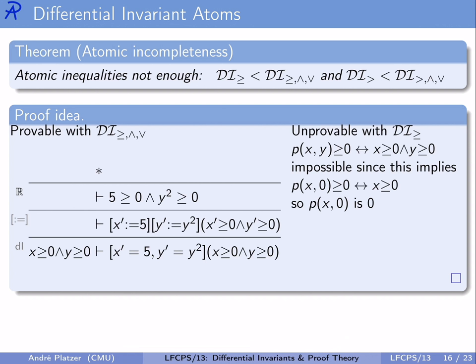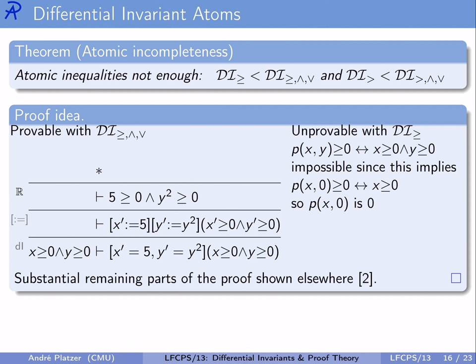But that is impossible, because if this equivalence holds true, then because 0 is greater than 0, also p of x 0 has to be greater than 0, if and only if x itself is greater than 0. But that means p of x 0, so plugging 0 in for y, is 0. But now, again, this is 0 for an entire x greater than 0 set, and that means this must be the 0 polynomial. And then, admittedly, the rest of the proof is kind of hard to show, that it also couldn't have been the other way around. Just look at the journal for more details. But that's sort of the intuition behind it.